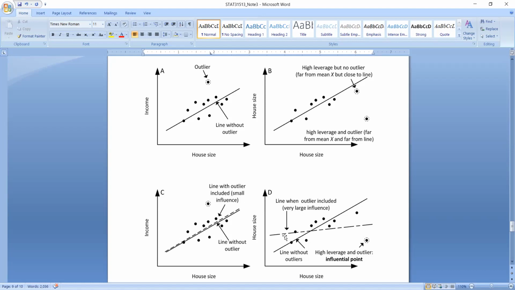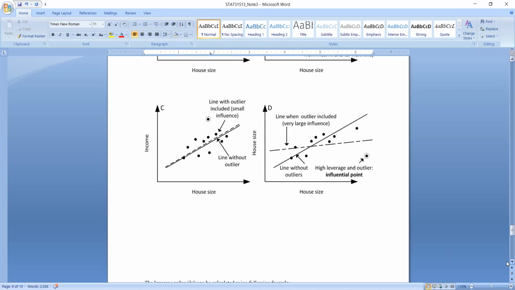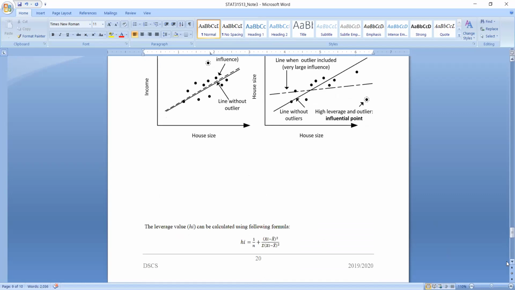And here is the line when the outlier is included, and this is the line without the outlier. So you can see what happens when we have an outlier and what happens when we remove it. The whole fitted line changes when you change these outliers to fit the regression.